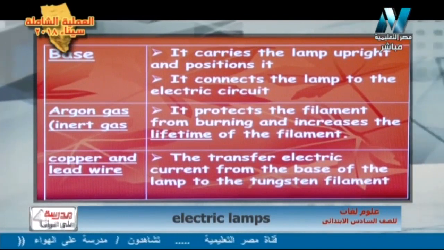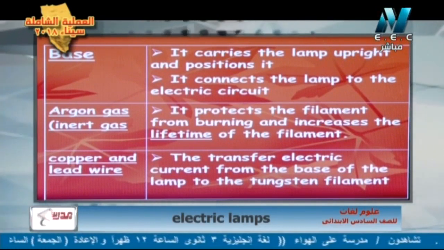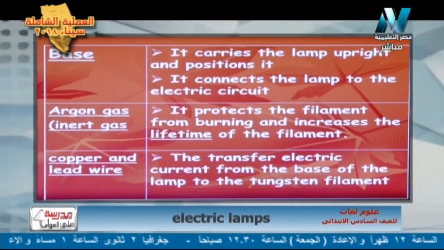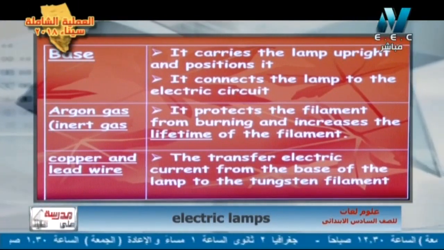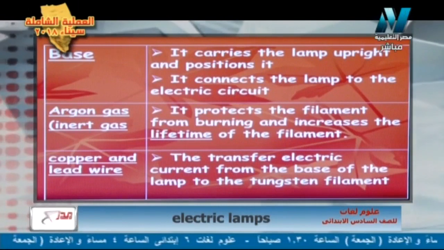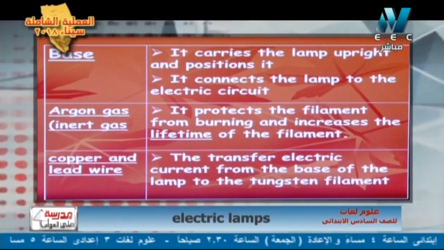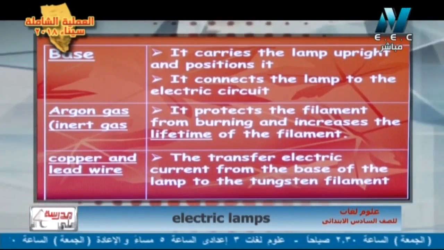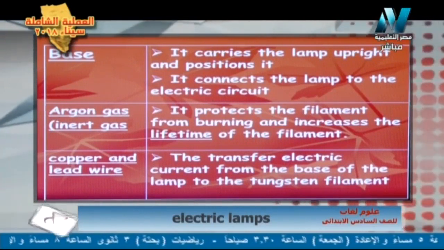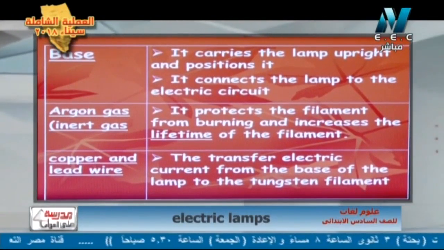طبعا المصباح الكهربي أو اللايت bulb without filament is useless. بدون فيلامنت أو لو في فيلامنت مقطوعة يبقى ملوش أي استخدام. Again, the argon gas or the inert gas protects the filament from burning and increases the lifetime of the filament. So now what about copper and lead wire؟ عندنا سلكين تقريبا واخدين شكل حرف ال V. They transfer the electric current from the base of the lamp to the tungsten filament.